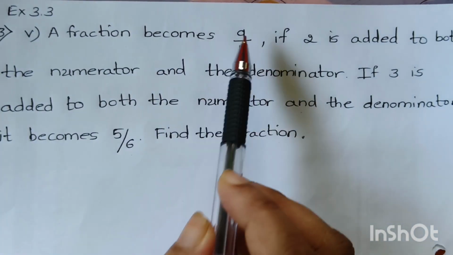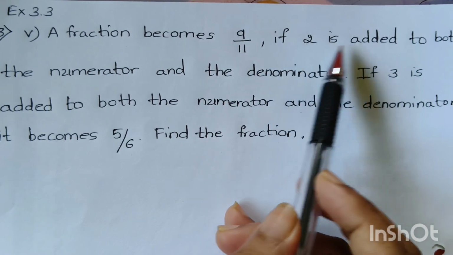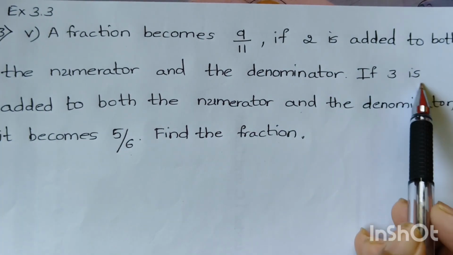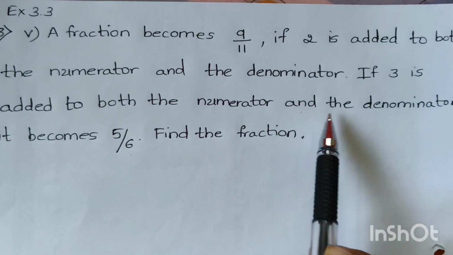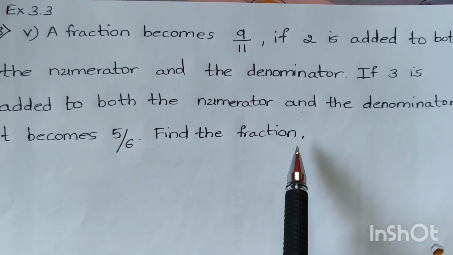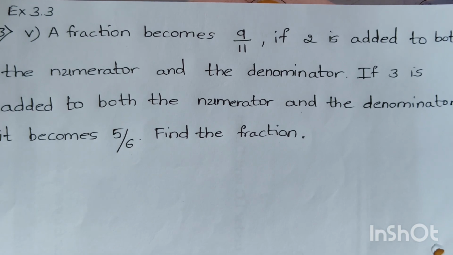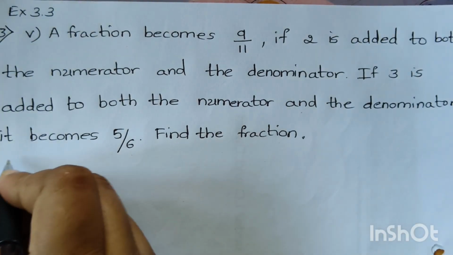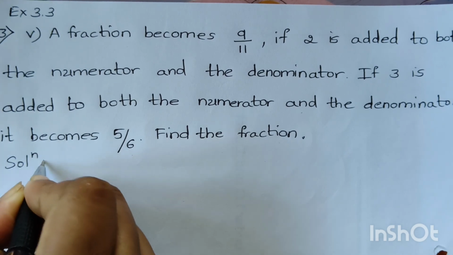A fraction becomes 9 by 11 if 2 is added to both the numerator and the denominator. If 3 is added to both the numerator and the denominator, it becomes 5 by 6. Find the fraction. First let us solve the problem. Afterwards let us do the verification. We will do the verification for the better understanding of the problem. Let us solve this. Solution.